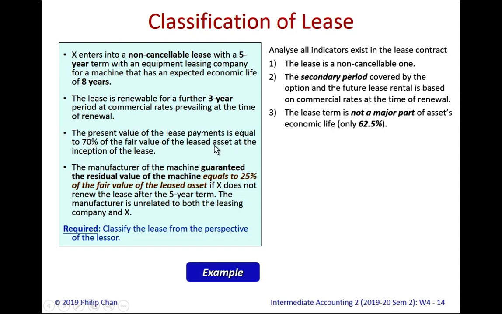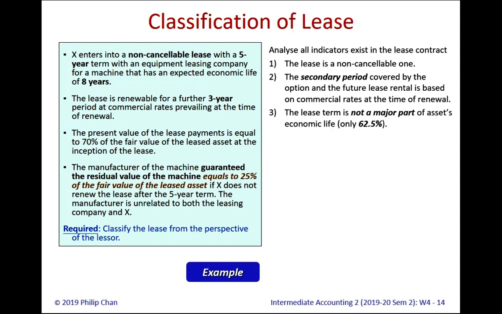Okay, indicator number 7. The present value of lease term is equal to 70% of the fair value of the lease asset at the inception of the lease. Okay, and then number 4 bullet points, the last one, the manufacturer of the machine guarantees the residual value of the machines equal to 25% of the fair value of the assets if X, which means the lessee does not renew the lease after the 5-year period. The manufacturer is unrelated to both the leasing company and of course, X.